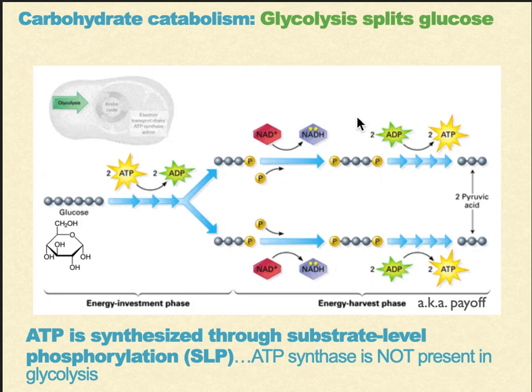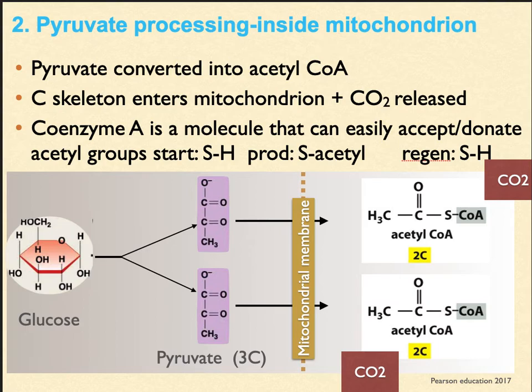And we're not going to talk too much about these steps in detail, but what comes out of glycolysis is pyruvate or pyruvic acid, and we have 2 of those because we literally broke the glucose molecule in half. Okay, so the next thing that happens is pyruvate processing. And pyruvate processing occurs inside the mitochondrion.